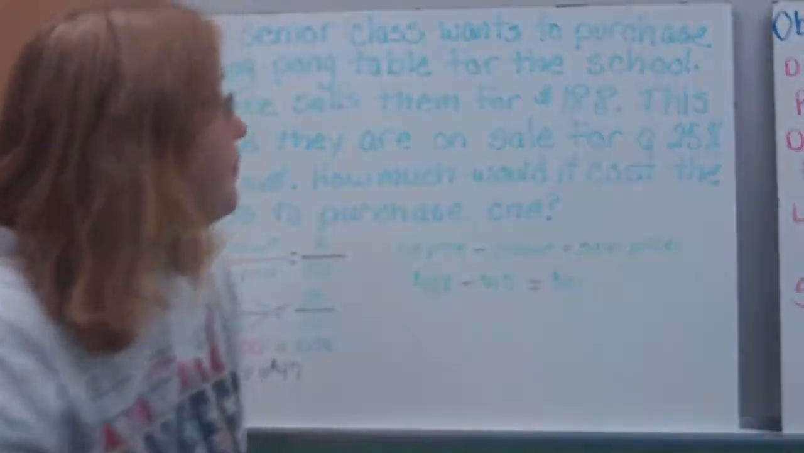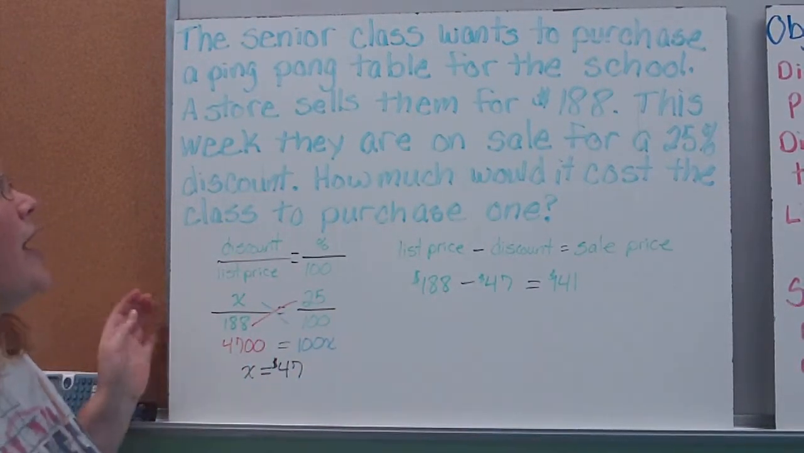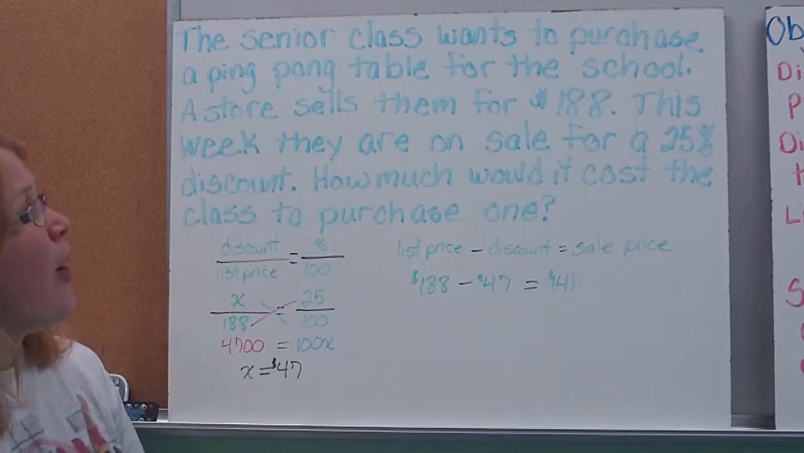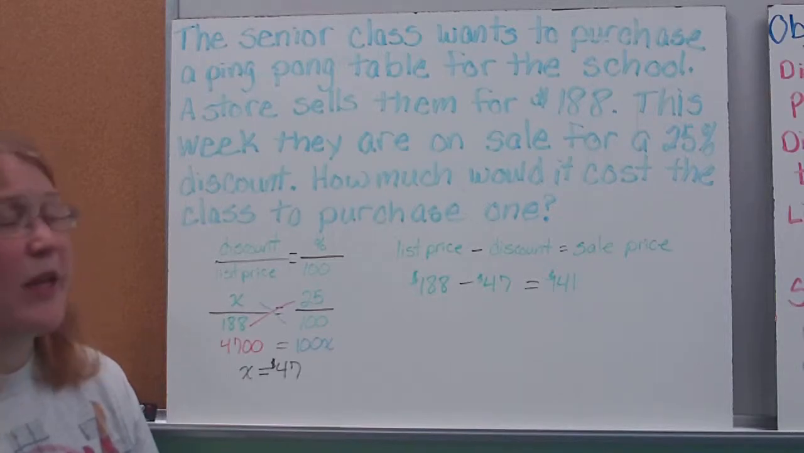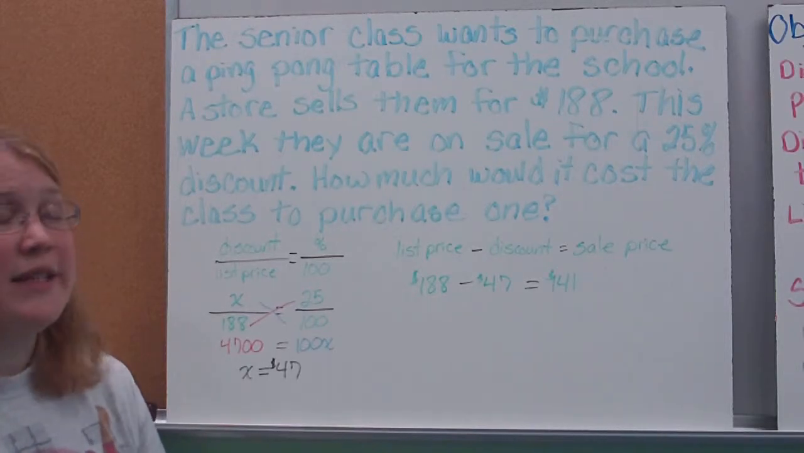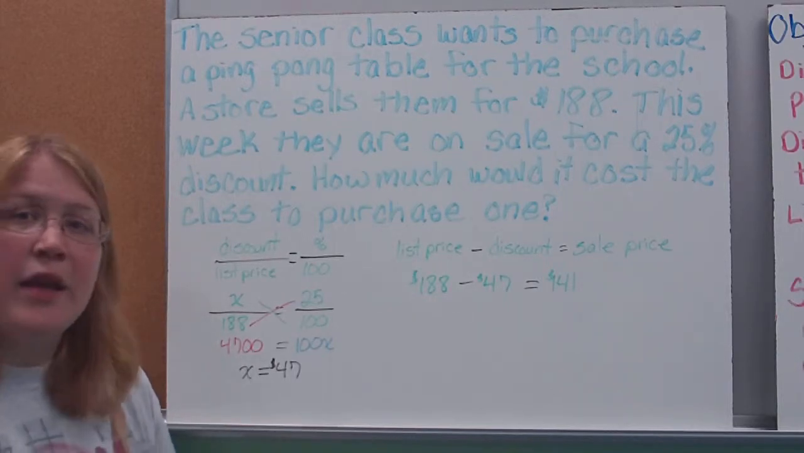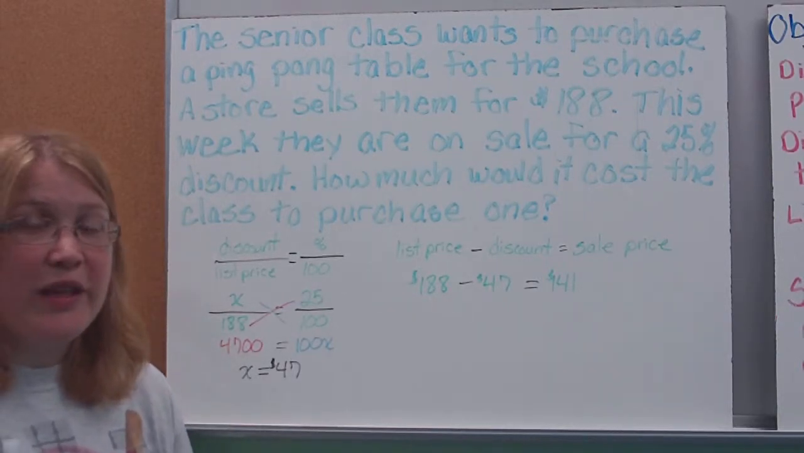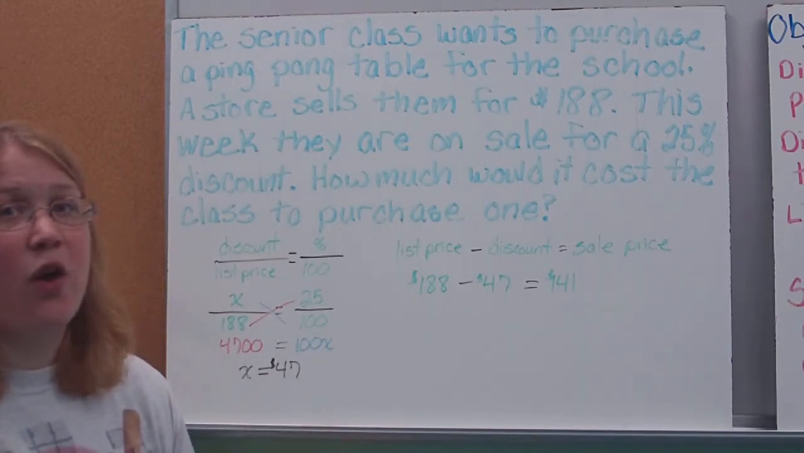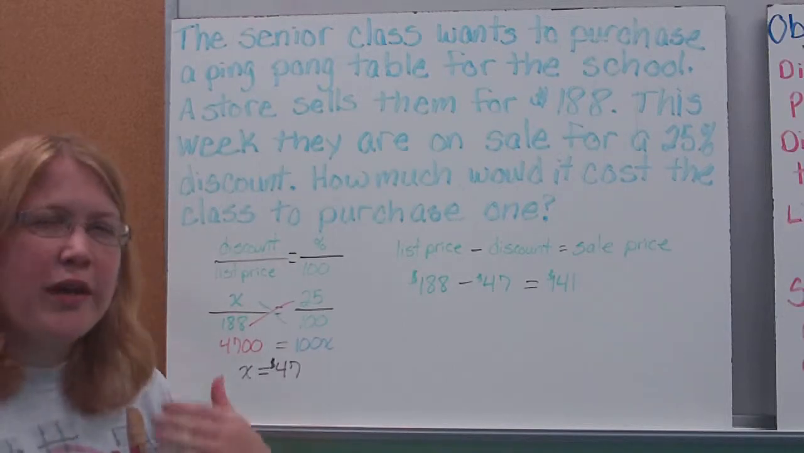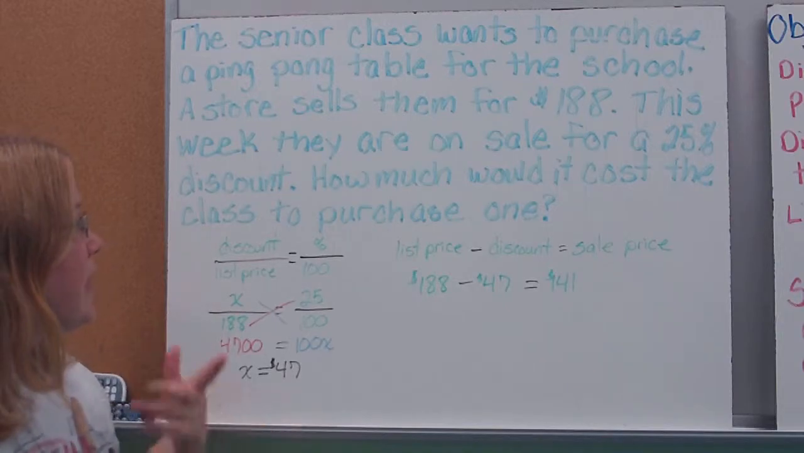All right. So we're going to start out with a problem where I've set it up for you and I'll walk you through it. Here, the senior class wants to purchase a ping pong table for the school. A store sells them for $188. This week, they're on sale for a 25% discount. How much would it cost the class to purchase one? So here, if we look at the very last sentence, I'm asking for the total price altogether. What's it going to cost them? Although we're ignoring tax in this one because that was another lesson. Don't want to throw too many things together at once.